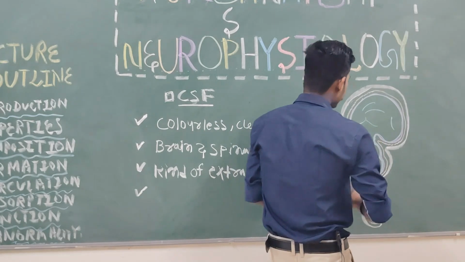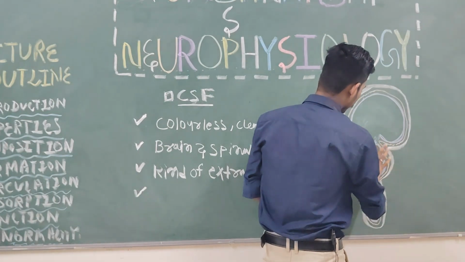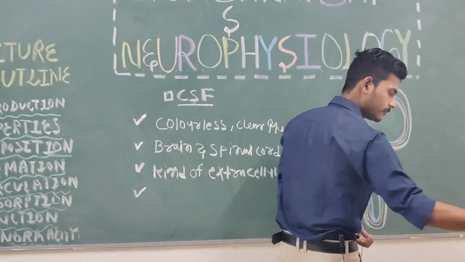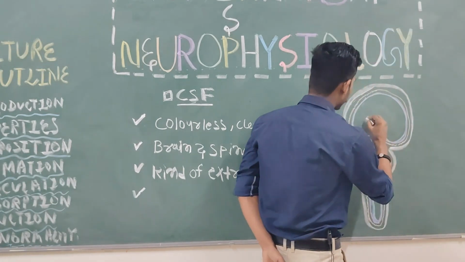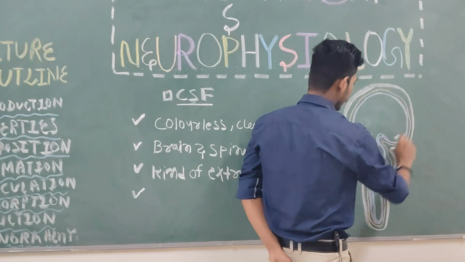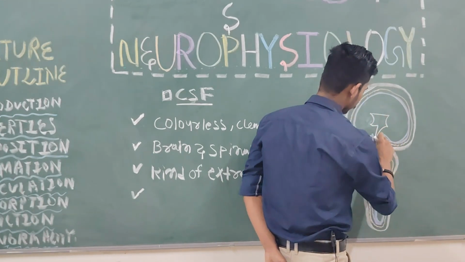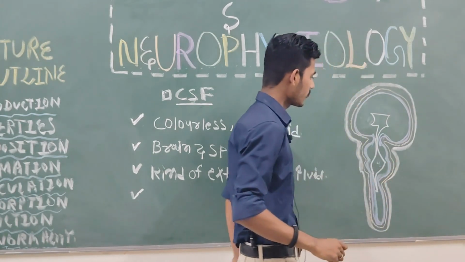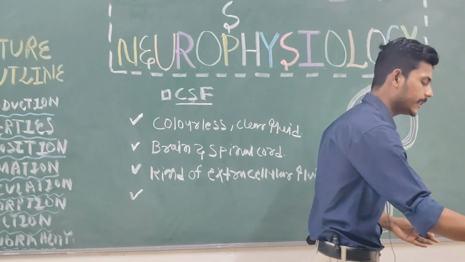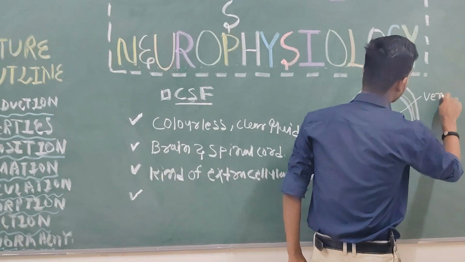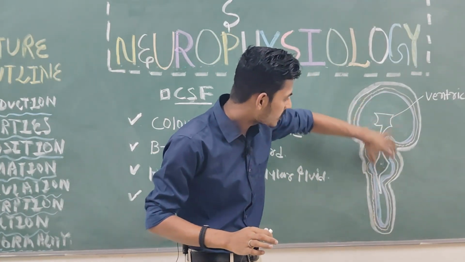Now, for the CSF, first you have to understand where it is formed, and then understand how it circulates. The CSF is mainly present in the cerebral environment. These are called the hollow spaces present in the brain and spinal cord, and these spaces are termed the ventricles. Write it down. These hollow spaces are termed the ventricles. Understood?